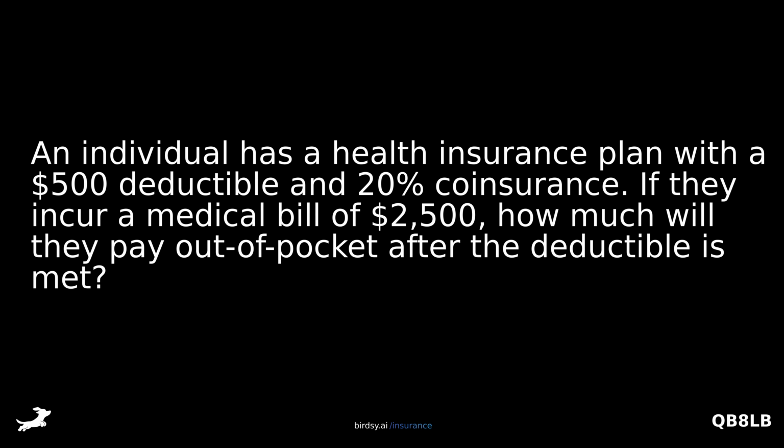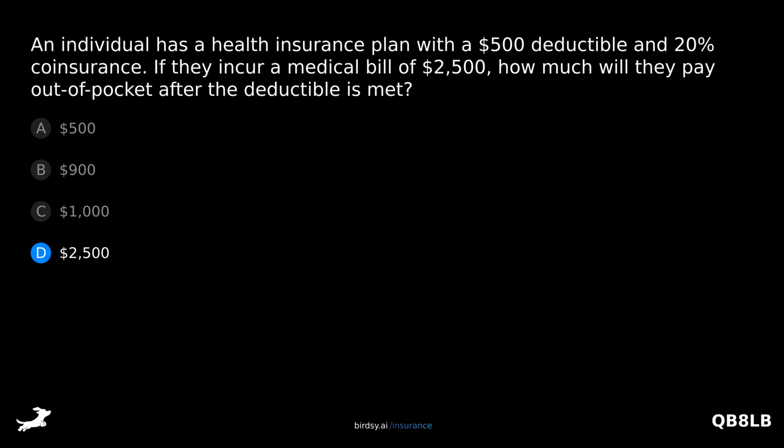An individual has a health insurance plan with a $500 deductible and 20% coinsurance. If they incur a medical bill of $2,500, how much will they pay out of pocket after the deductible is met? Is it A, $500, B, $900, C, $1,000, or D, $2,500? The answer is B, $900.